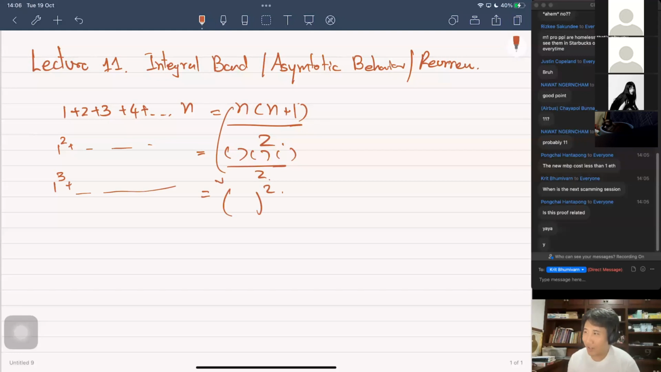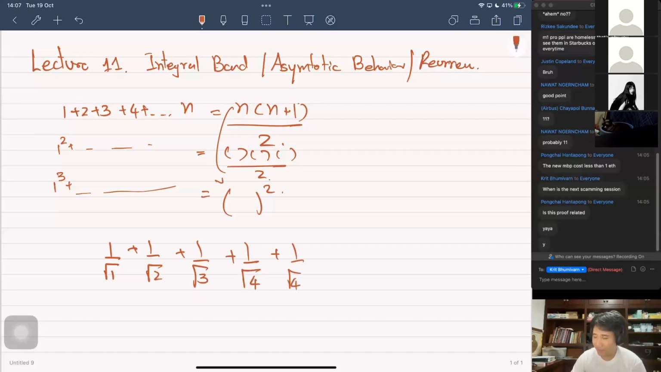But let me tell you that most sums do not have a closed form. So for example, let me show you. 1 over square root 1 plus 1 over square root 2 plus 1 over square root 3 plus 1 over square root 4 plus 1 over square root 5 plus dot, dot, dot, plus 1 over square root n. That thing, as far as I know, has no closed form. By closed form, I mean something that you can plug n into and get the answer right away. There's no closed form formula.